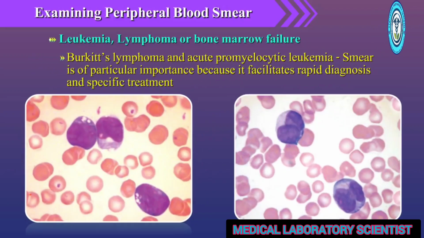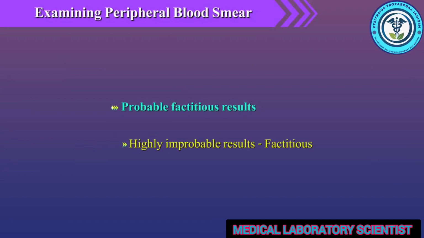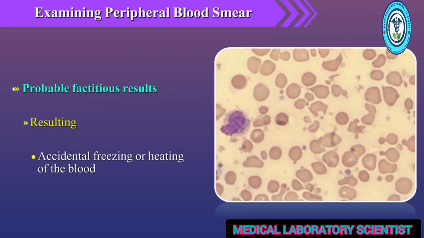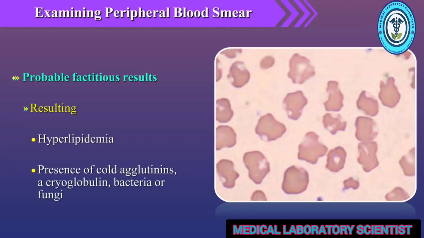For two conditions, Burkitt's lymphoma and acute promyelocytic leukemia, smear is of particular importance because it facilitates rapid diagnosis and specific treatment. Probable factitious results. Now, apart from what is already discussed, highly improbable results may be factitious, resulting from accidental freezing or heating of the blood, from hyperlipidemia, or from presence of cold agglutinins, a cryoglobulin, a bacteria, or fungi.